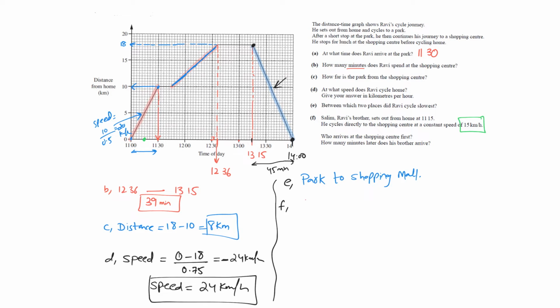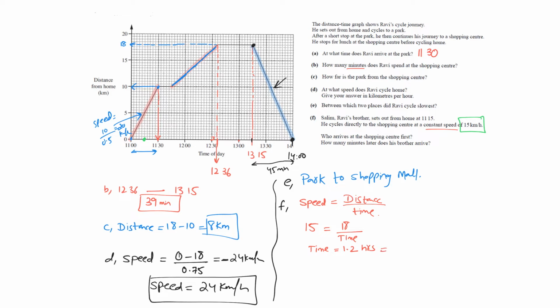I know that the speed of Salim is constant, so speed is basically distance over time. Since he is traveling with a constant speed of 15 km per hour, I already know the speed. I know that the distance from his home to the shopping mall is 18 kilometers. So let's find out how much time Salim is taking. If you cross multiply and solve this equation, you get time equal to 1.2 hours.